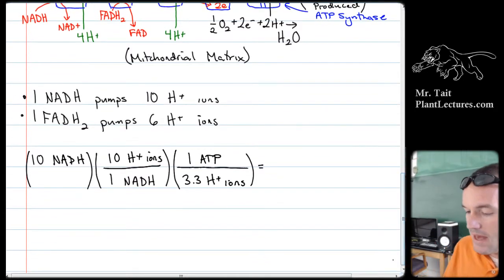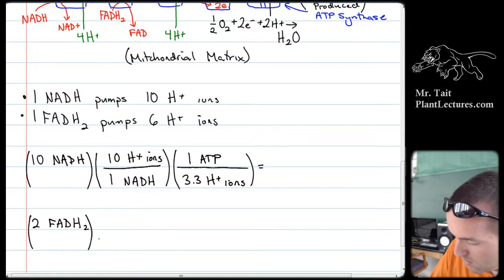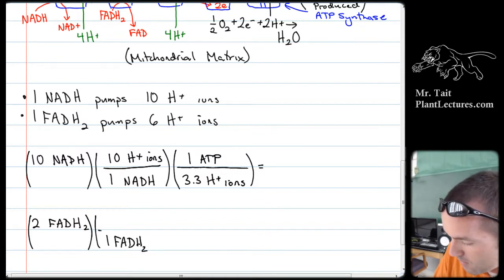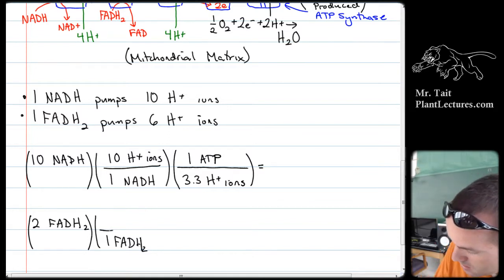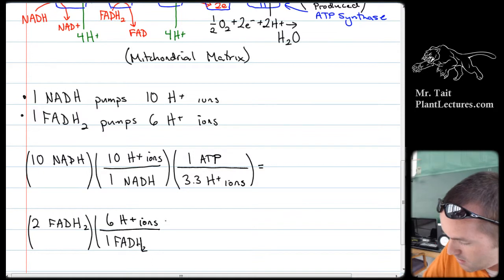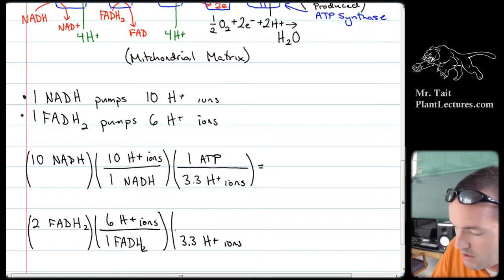Okay. And then for FADH2, we said that we had a total of 2 FADH2. We said that every 1 FADH2 was able to pump 6 H+ ions. And we said that it was 3.3 H+ ions, and that's really just an approximation, per 1 ATP.